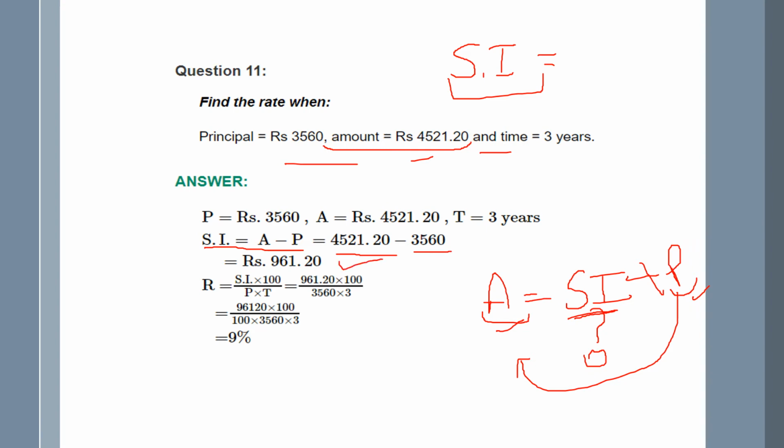This is simple interest, but we need to find the rate. The formula for rate is simple interest into 100 divided by P into T. And when you do the calculations, you will get rate 9.